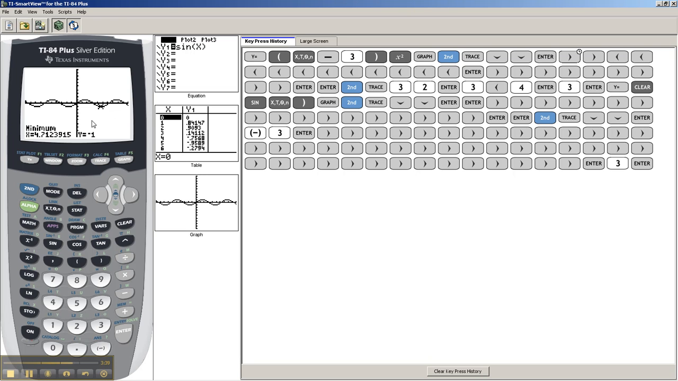Basically, just be aware: don't blindly enter this into your calculator and think, oh, there's only one minimum point. Just because it finds one minimum point doesn't mean there isn't more, so always look at the graph. Calculus does require some basic understanding. So anyway, I hope this helped.